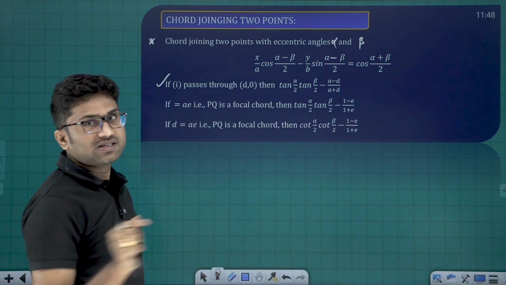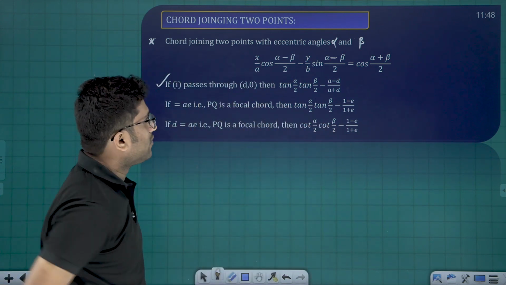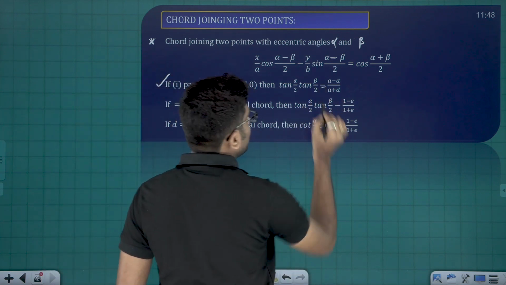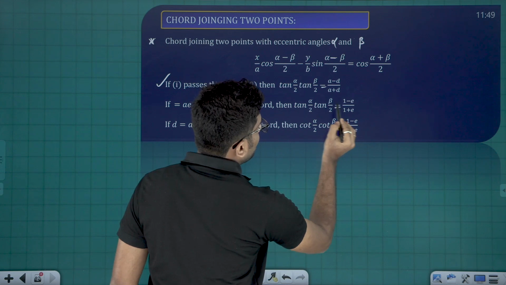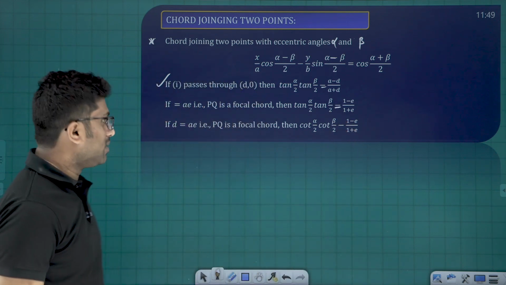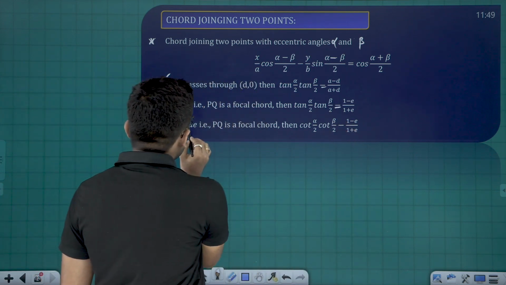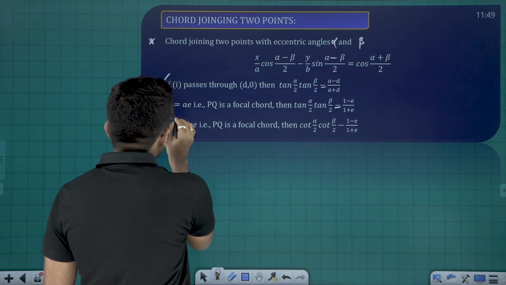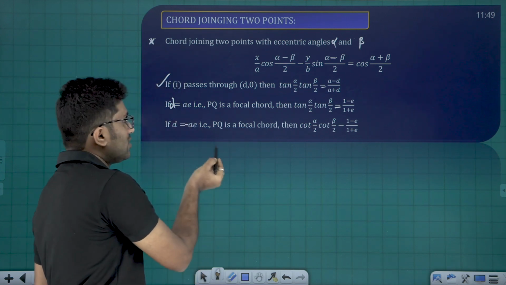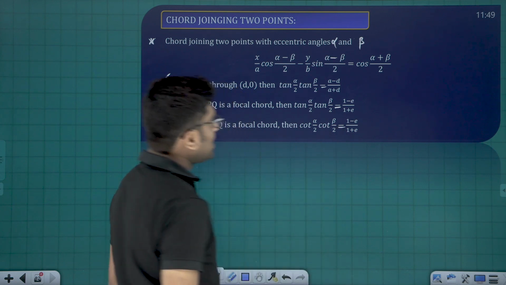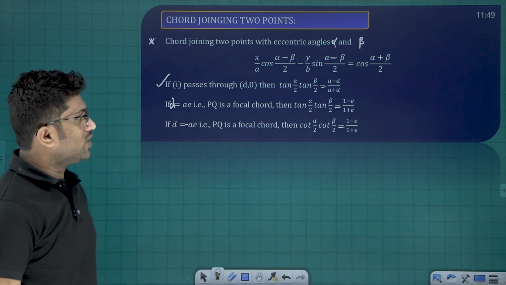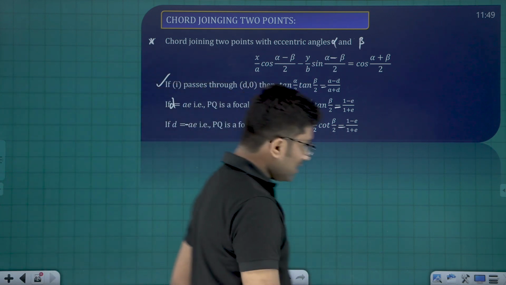If the chord passes through the point (d, 0), then tan of alpha by 2 into tan beta by 2 is (a minus d) by (a plus d). If it is a focal chord, then tan alpha by 2 into tan beta by 2 is (1 minus e) by (1 plus e). Or if it is the other focal chord, that is minus AE, if D is equal to AE and D is equal to minus AE, then this will also be again a focal chord. In that case, cot alpha by 2 into cot beta by 2 is (1 minus E) by (1 plus E).